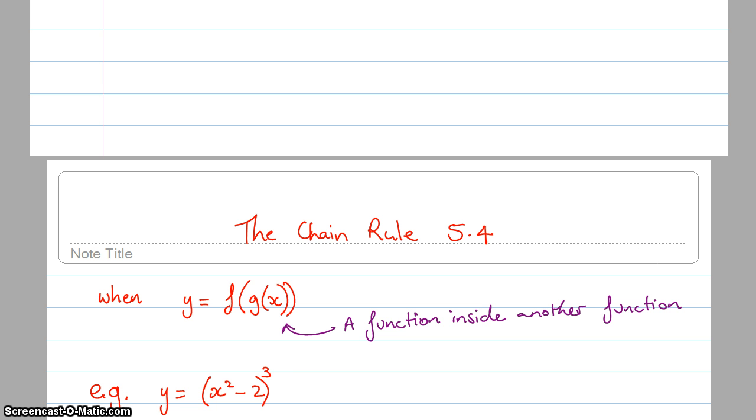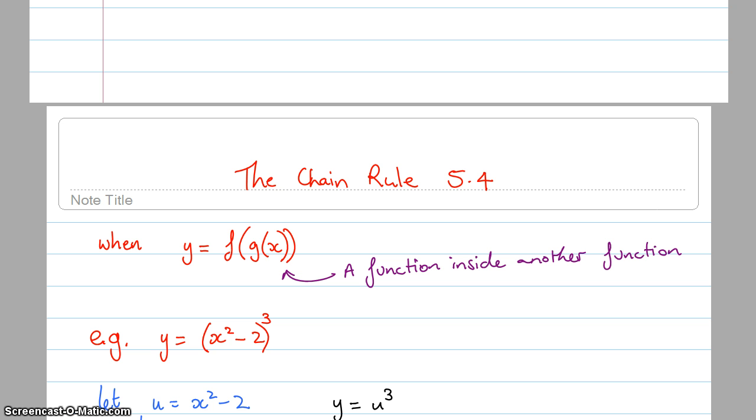Now the chain rule relies on us inserting another variable. So for example, I'm going to say that u equals, I don't know why we use u, it's just most textbooks and most people who do maths use u. I'm going to find out why we use u another day. So u is the middle bit, so u equals x squared minus 2, and the outer bit is just going to become u cubed.